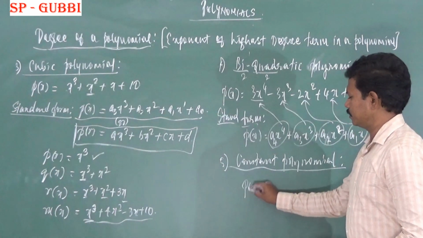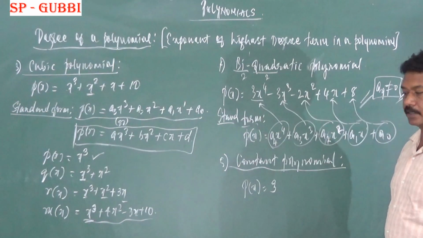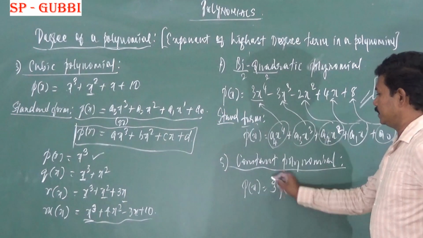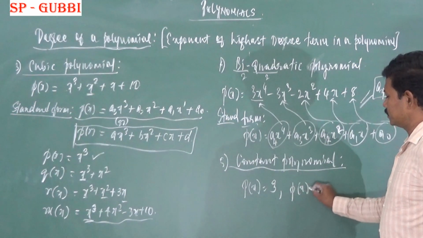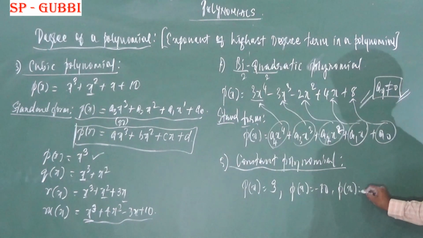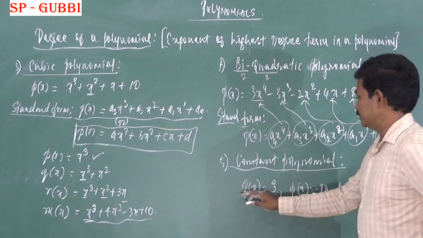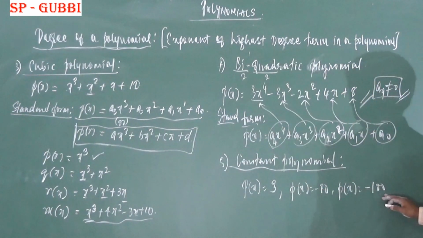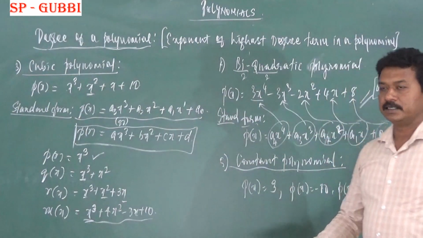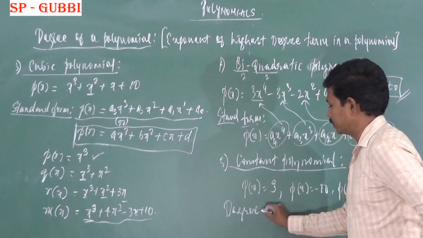If a polynomial p of x is equal to just a real number, then it is called a constant polynomial. P of x is 3 is a constant polynomial. P of x is equal to minus 10 is a constant polynomial. P of x is equal to minus 100 is a constant polynomial. So what is the degree of these constant polynomials? The degree of a constant polynomial is always 0. You have to remember this.